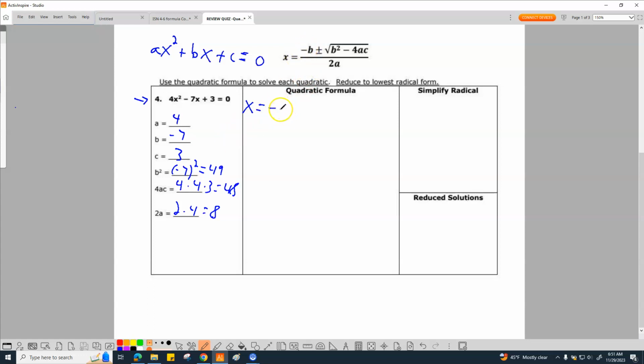Now I write down my b, which is a -7. Then I'm going to do plus minus the square root of b squared, which in this case is 49, minus, what is 4ac? That is 48, all over 2a, which is 8.